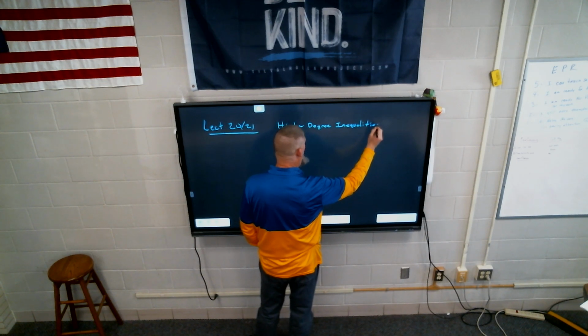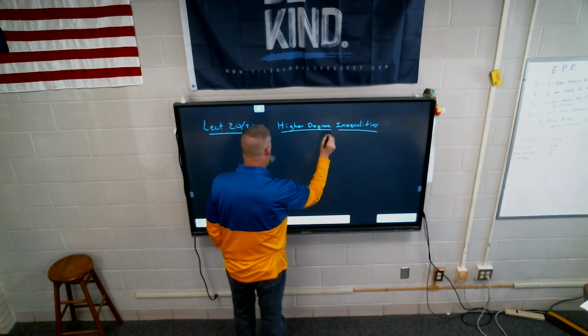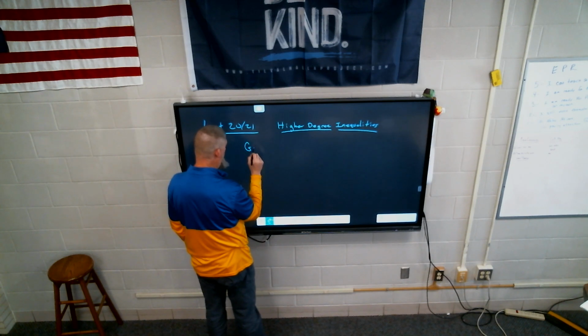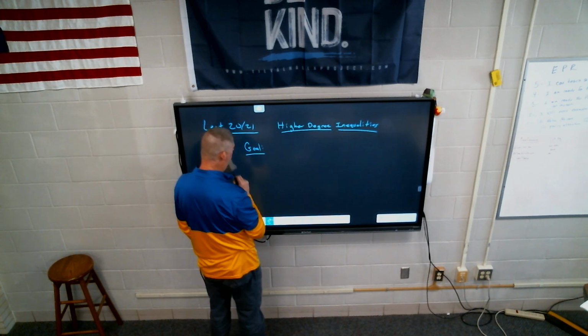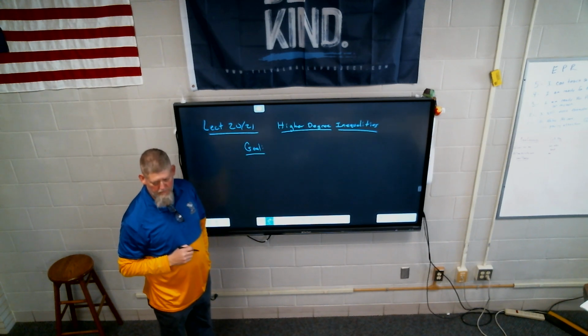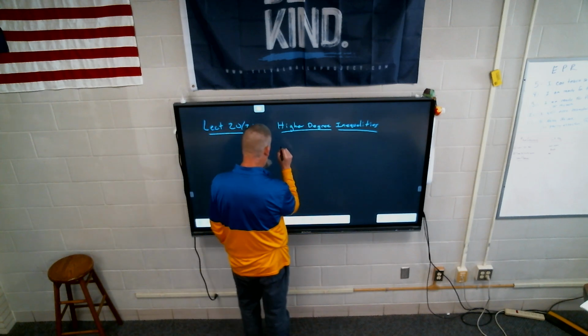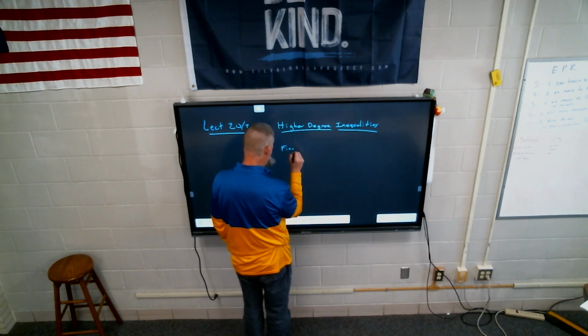Now, we need to figure out what is the goal for this particular section. What is the goal? Here's the goal: find the interval.